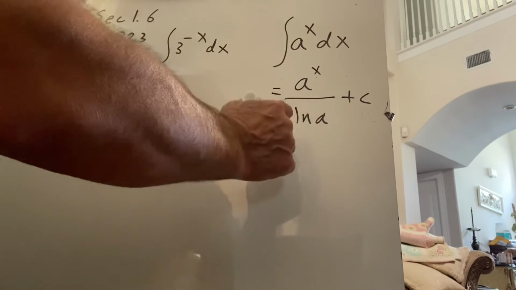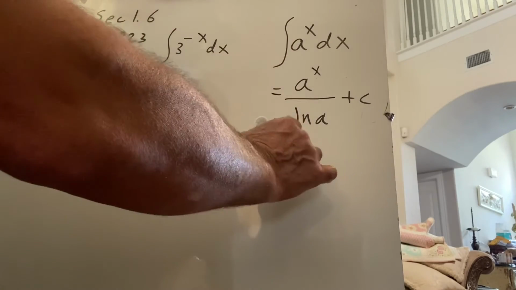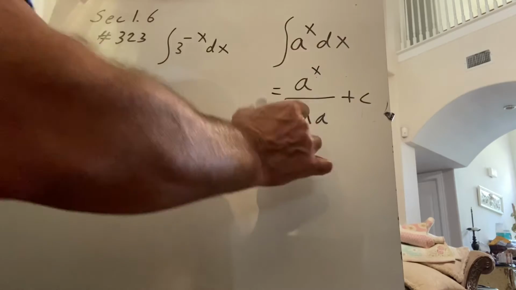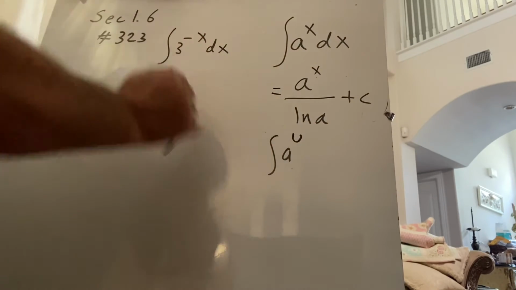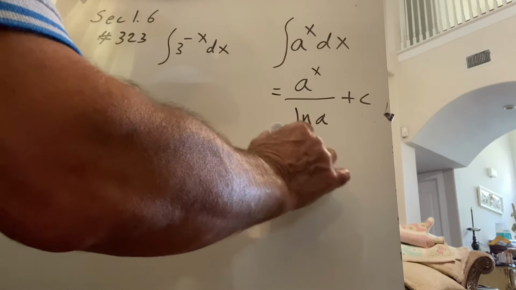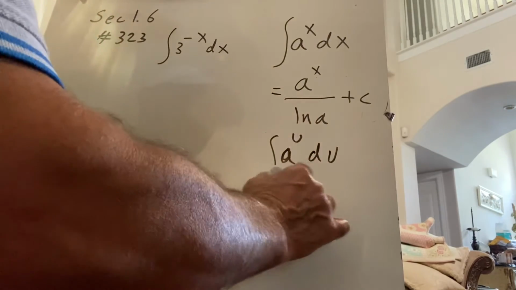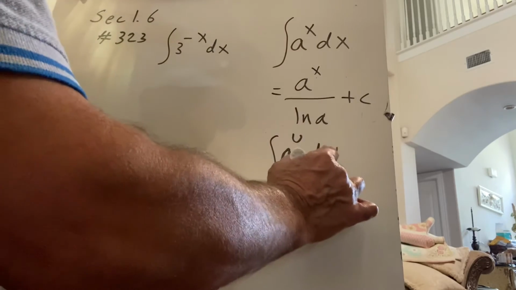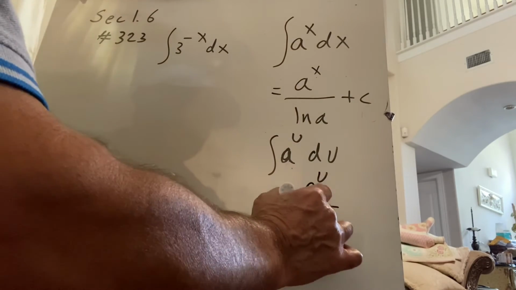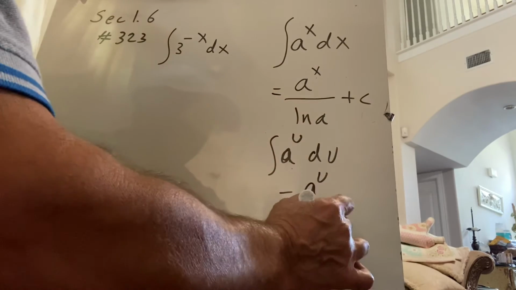So I'm going to go ahead and write a more generalized version of this rule: the integral of a to the u, where u can be any function, including negative x, dx. The integral of a to the u du is the same thing, except instead of x, you put u. That's pretty much the same rule, plus c.